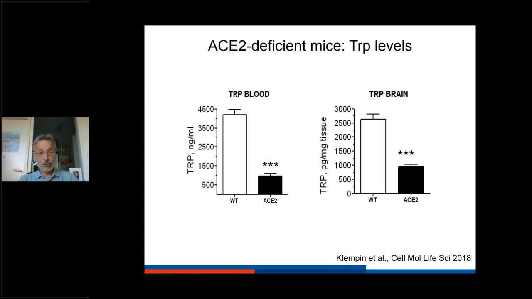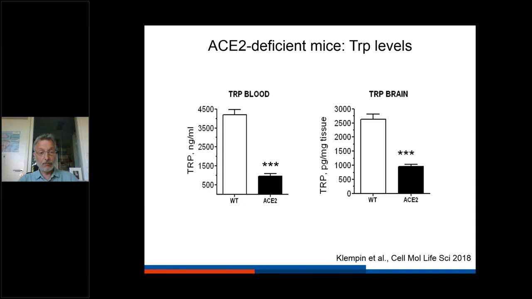So we checked first, do we also find in our ACE2 knockouts, which we got from Josef Penninger, the same kind of reduction in tryptophan, and we could reproduce exactly what was published. In blood, it was reduced by more than two thirds, and in the brain, we have more than half reduction of tryptophan. This would mean we would expect to have reduction in serotonin. So we checked that, and it's true.